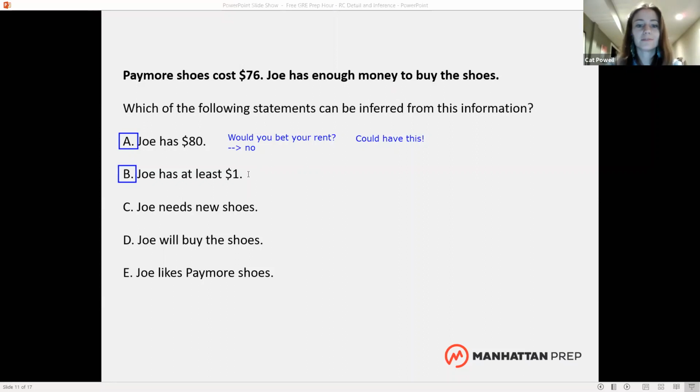Yeah. Like if he has 76, he definitely has at least one. Why is B, like why is A attractive though? Or like why is it hard to spot B as the correct answer right away? Because this is a trick. Like this is a trap here. This question is designed to trap people. Why is it that maybe at first glance we want to rule out B?